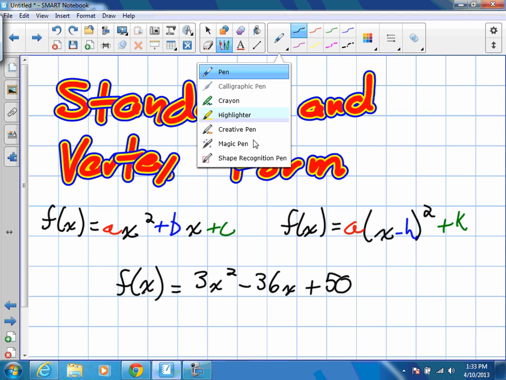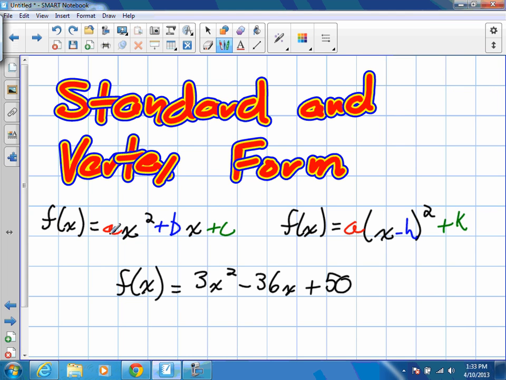We're working with standard and vertex form today. So, as you know, this is our standard form, this is our vertex form. Yesterday we talked about relating the vertex form to the standard form, or in other words, changing one into the other. And when we change our vertex into standard form, what's that process called? Expanding, usually known as expanding and simplifying. We're going to say expanding. Okay.